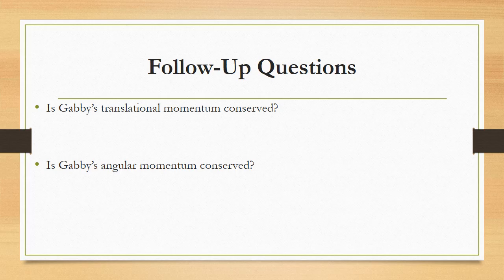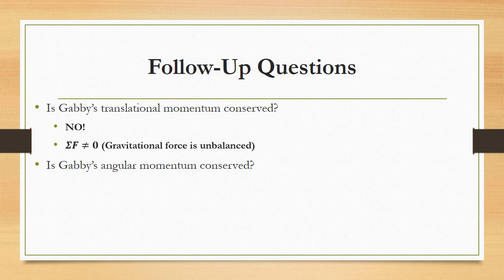So is her translational momentum conserved? Well, that would only be true if the external net force acting on her was 0. And remember, she's an extended body, so we just treat her as a particle where all of her mass is concentrated at her center of mass. So her momentum is only conserved translationally if there is a net force of 0 on her center of mass. So no, absolutely not, because there is a gravitational force that's accelerating her downwards at a rate of 9.8 meters per second squared, or 10, as we often use in class.